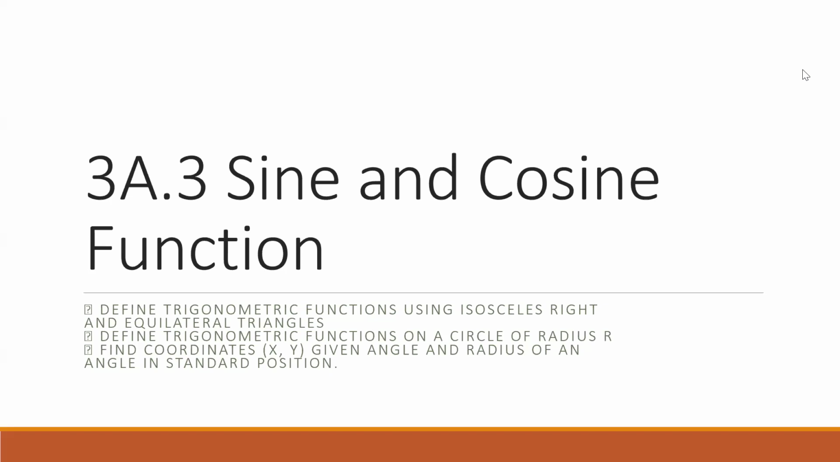All right, so we're on 3.3, sine and cosine functions. What we're talking about here is we're going to define the trig functions using isosceles right and equilateral triangles. We're going to define the trig functions on a circle of radius r, find coordinates x and y, given the angle and radius of an angle in standard position.